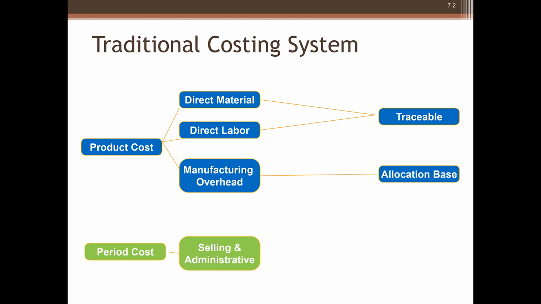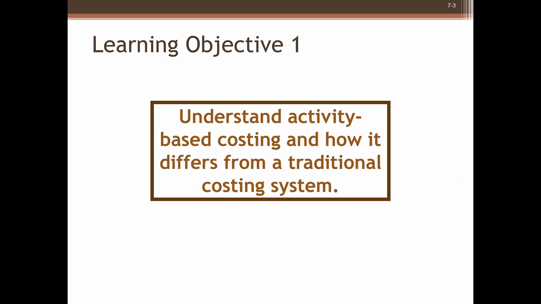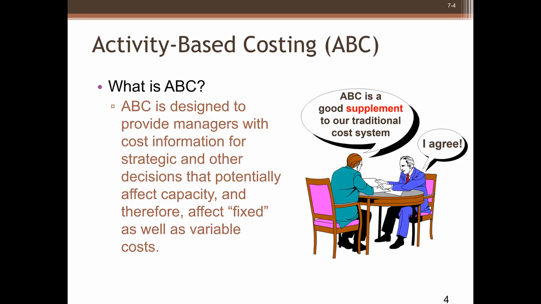Now, let's take a look at the new costing system. Learning Objective 1 is to understand activity-based costing and how it differs from a traditional costing system. Let's first take a look at what activity-based costing, ABC, is.